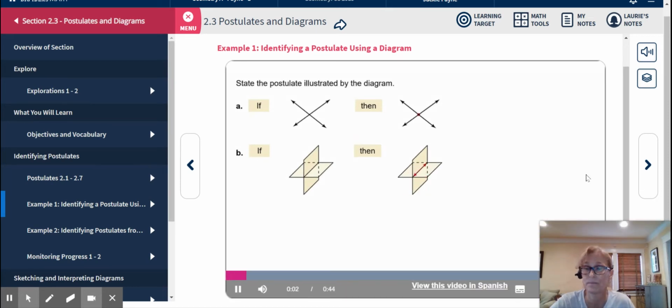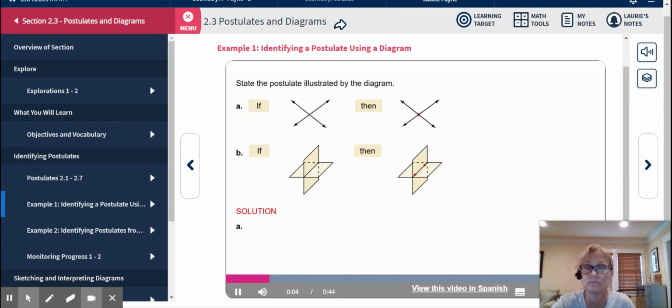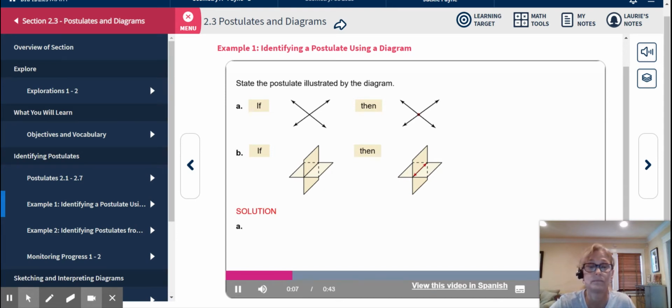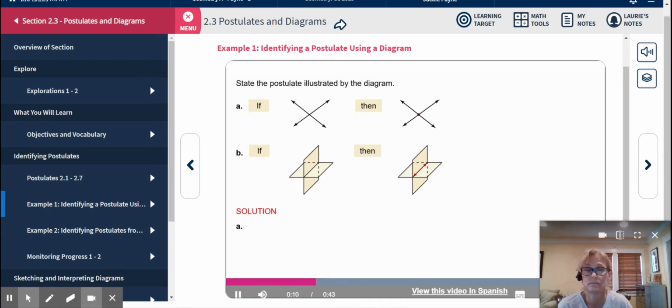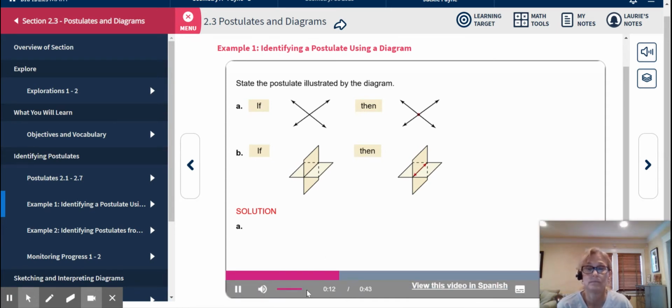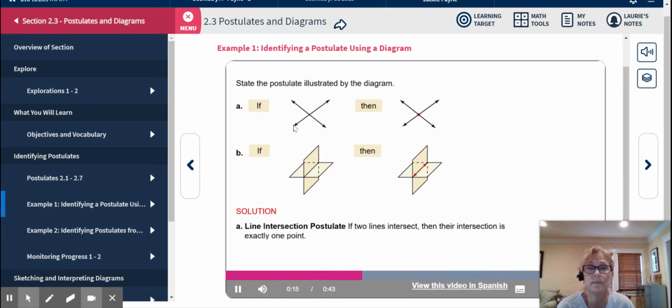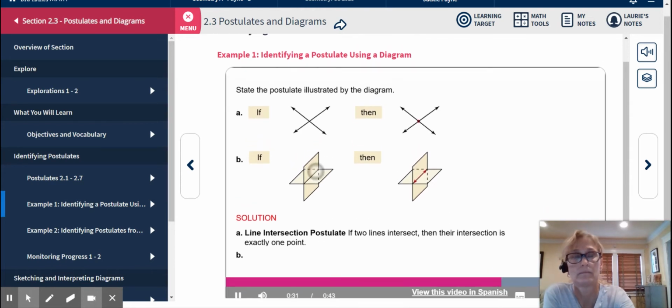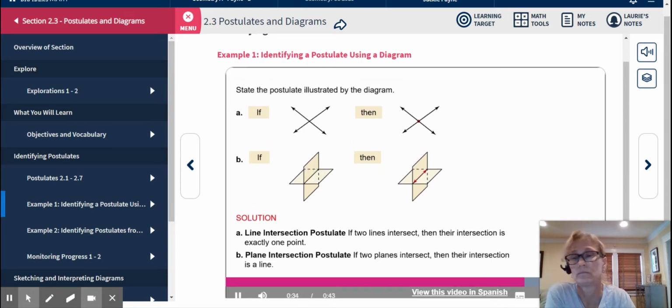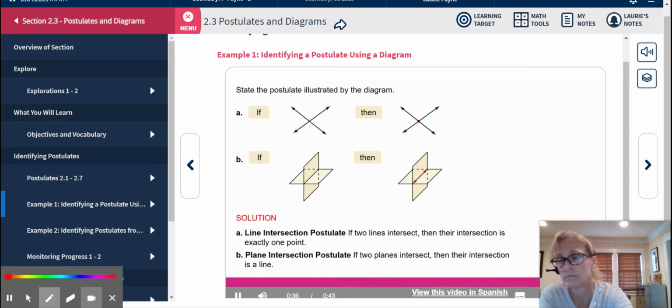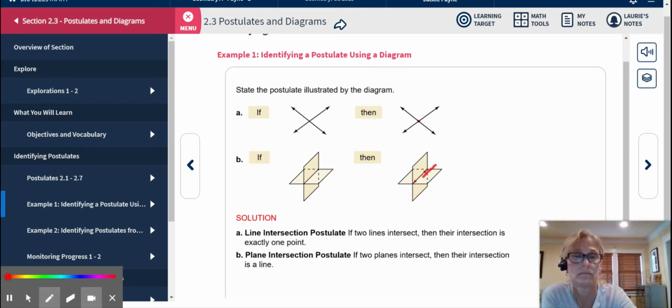State the postulate illustrated by the diagram. Solution. Part A. The diagram first shows two lines intersecting and then concludes that the lines intersect at one point. The postulate illustrated by this diagram is the line intersection postulate. If two lines intersect, then their intersection is exactly 1 point. Part B. The diagram first shows two planes intersecting and then concludes that the plane's intersection is a line. The postulate illustrated by this diagram is the plane intersection postulate. If two planes intersect, then their intersection is a line.